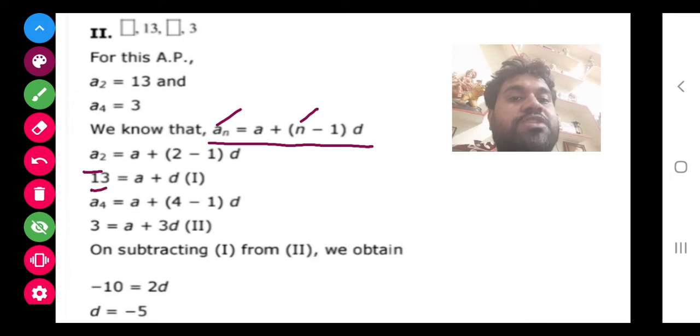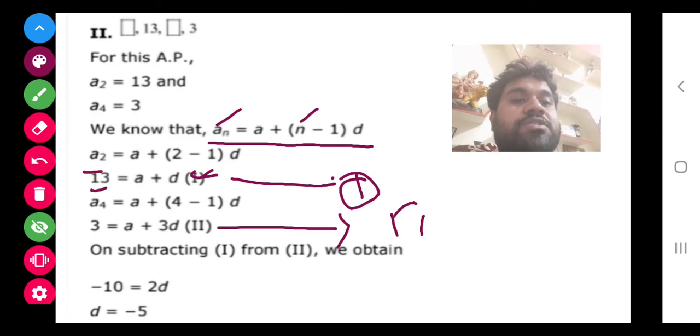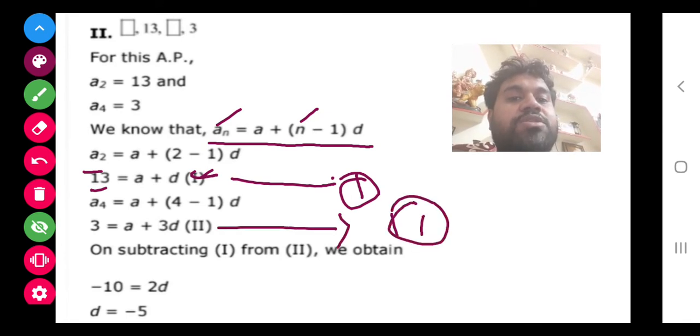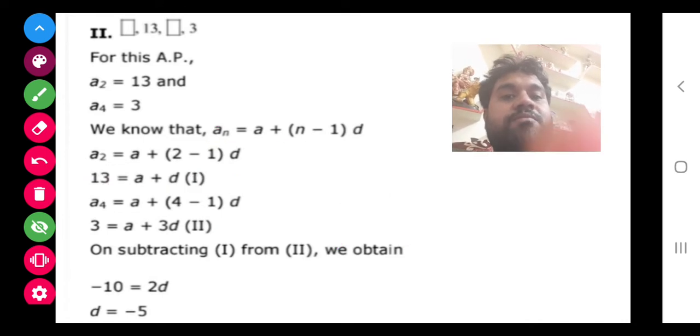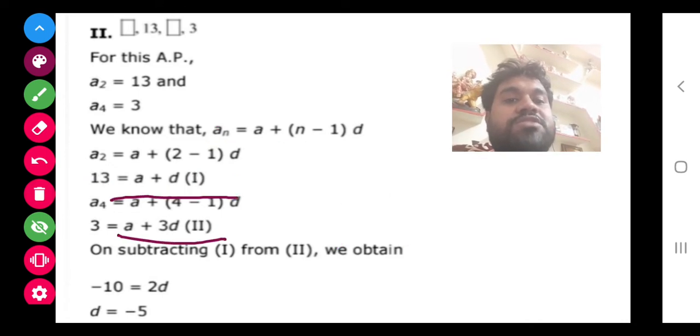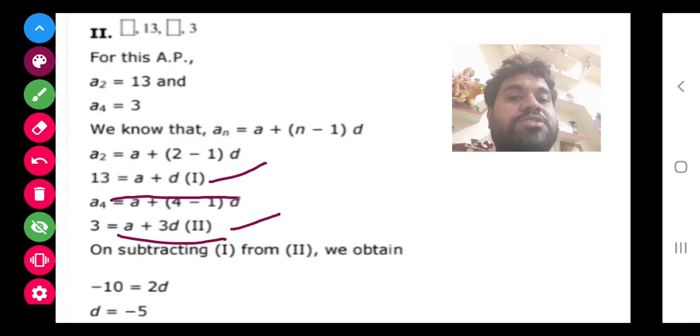After that A2 is given as 13. On solving we are getting this as the first equation. This is what they have written, the first equation. Similarly we will get the second equation. Now these are linear equations in two variables. 13 equals a plus d, and A4 equals 3, which is a plus 3d. On subtracting they are getting the value of this d.